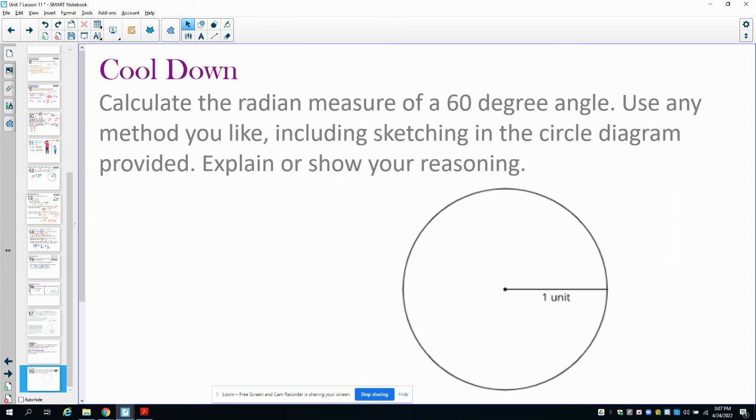All right, so you can go ahead and calculate the radian measure of this 60-degree angle using any method that you would like, including sketching a circle diagram, and then just explain your reasoning. If you are struggling with it or need any help, be sure you reach out to your teacher.